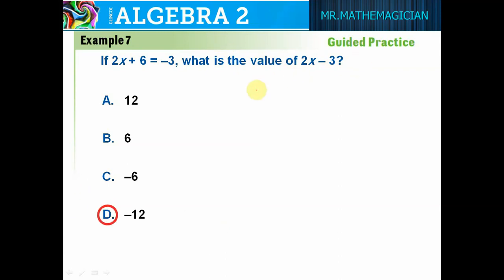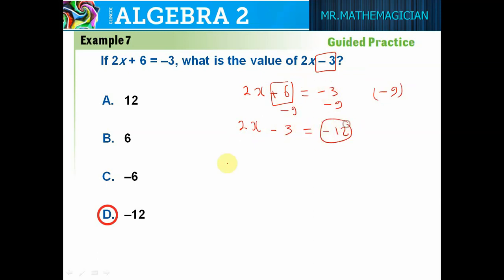Because you know that the original equation is 2x plus 6 is equal to negative 3, and I need this positive 6 to be negative 3, so I will subtract 9 from both sides. So here minus 9, here minus 9, so positive 6 minus 9 will be negative 3, is equal to negative 3 minus 9, which is negative 12. So the answer is negative 12.